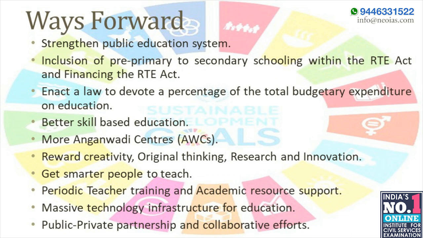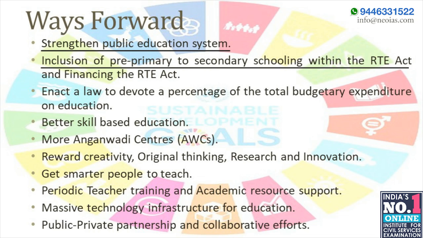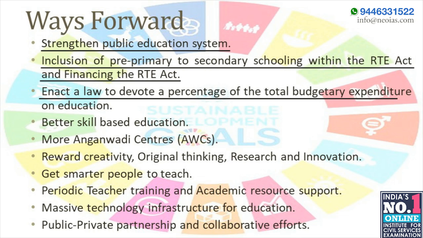So, how could India achieve the target? The major one is by strengthening the public education system in the country. Inclusion of pre-primary to secondary schooling within the RTE Act and financing the RTE Act is very important. The government should enact a law committing itself to devote a percentage of total budgetary expenditure on education. The law should provide two separate targets, one for the state and the other for the central government.